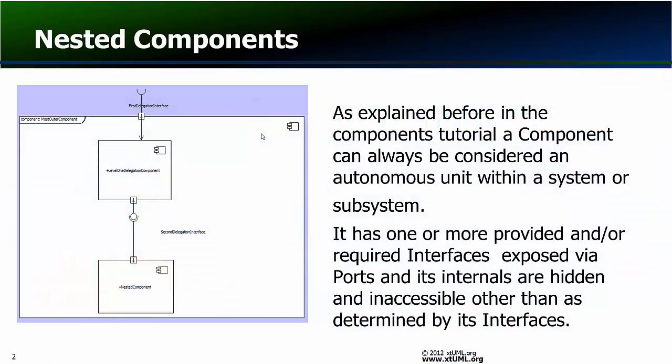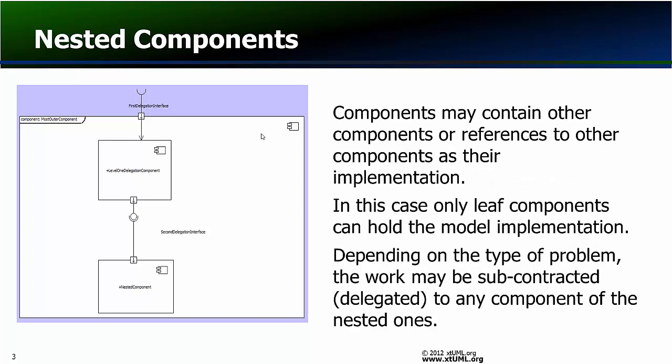As explained before in the components tutorial, a component can always be considered an autonomous unit within a system or subsystem. It has one or more provided or required interfaces exposed via ports, and its internals are hidden and inaccessible other than as determined by its interfaces. Components may contain other components or references to other components as their implementation.